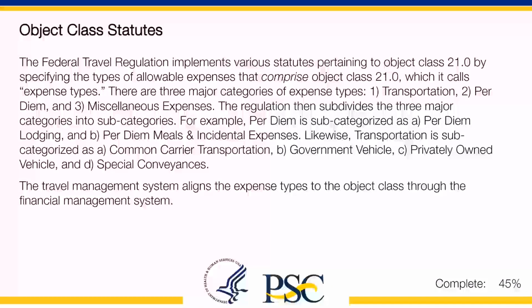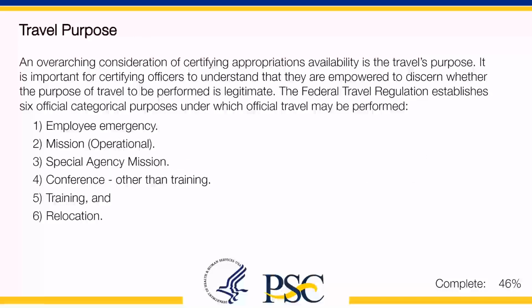Likewise, transportation is subcategorized as A. Common carrier transportation, B. Government vehicle, C. Privately owned vehicle, and D. Special conveyances. The travel management system aligns the expense types to the object class through the financial management system. An overarching consideration of certifying appropriations availability is the travel's purpose. It is important for certifying officers to understand that they are empowered to discern whether the purpose of travel to be performed is legitimate.